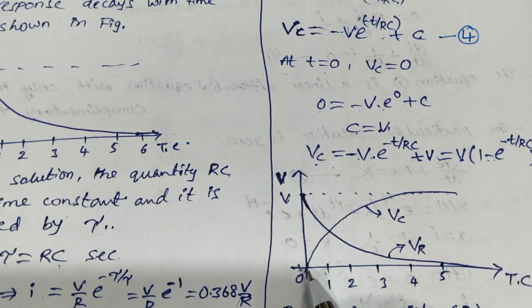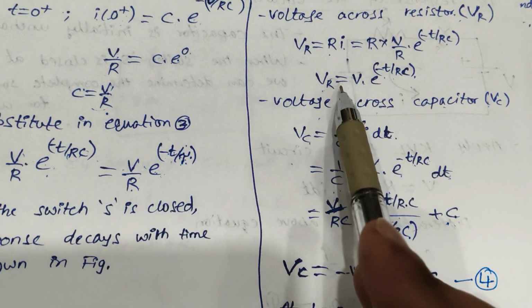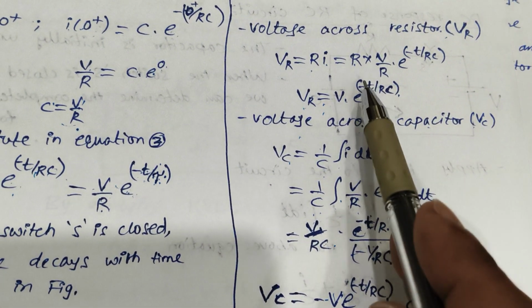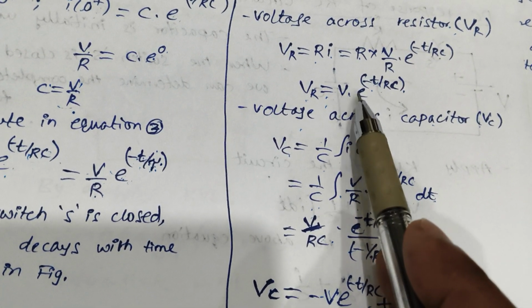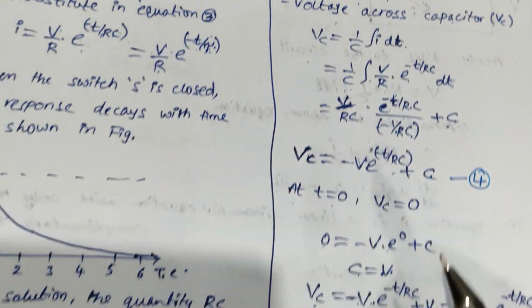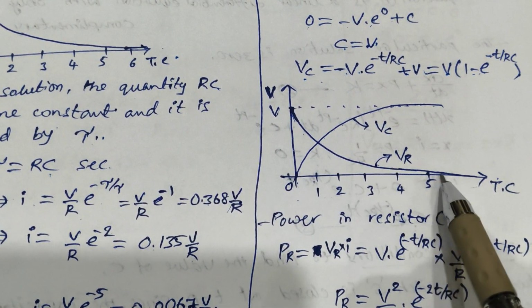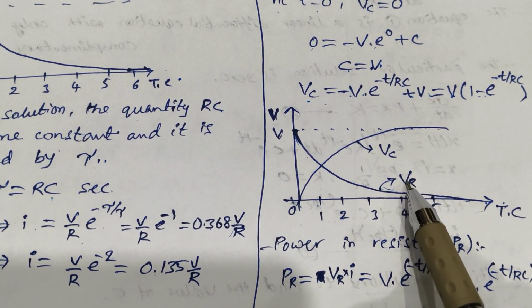On the y-axis, I'll take the voltage, on the x-axis time constant. If you see the voltage across resistance, it is a decaying function. At t is equal to 0 it is V, and as t tends to infinity, this term will become 0. That means VR will become 0, a decaying function. So initially V, and it will go close to 0. That's the voltage across resistance.